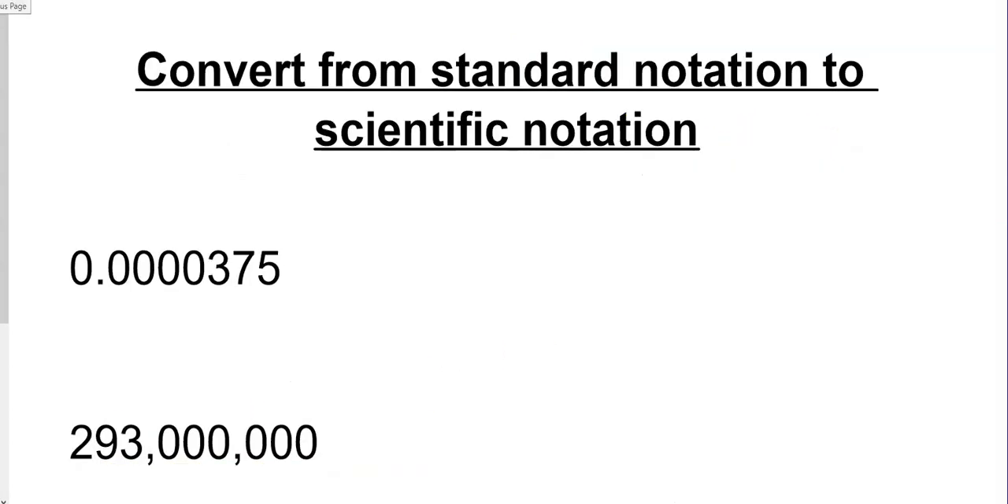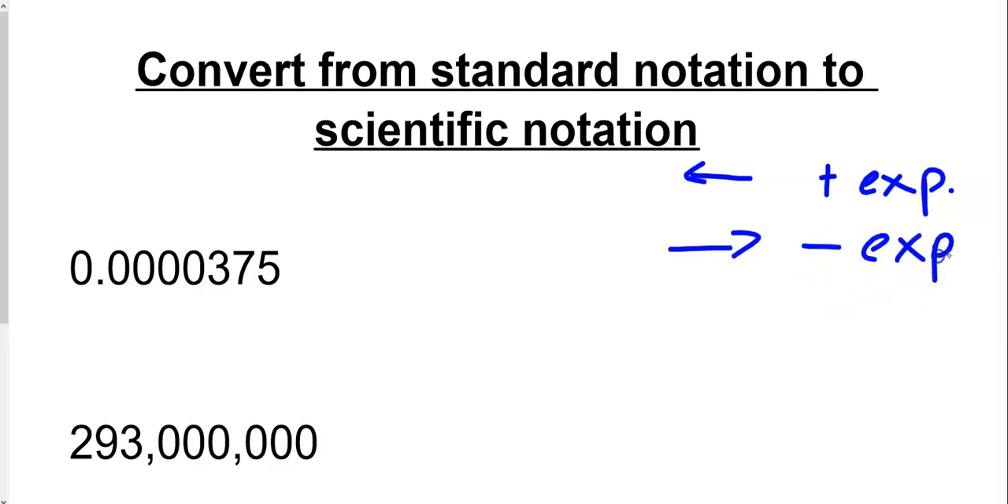So let's do some conversions. Here I have some regular numbers. I have a really, really small number, which is 0.0000375, and I have a really, really large number, which is the 293 million down below. We're going to turn these into scientific notation. Everything is about moving the decimal. Again, if I move to the left, I'm creating a positive exponent, or think about it like I'm adding. If I'm moving to the right, I'm creating a negative exponent. And it's all about creating that number that is between 1 and 10.